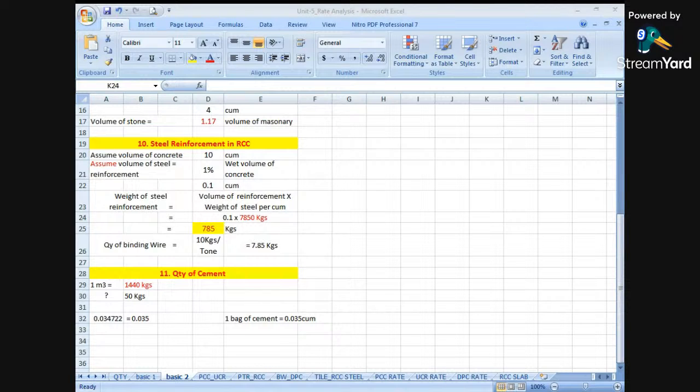Okay? So just now you have seen how to calculate the materials required, how to calculate the cement required, and how to calculate the quantity of fine aggregate or coarse aggregate required. In this way, by clubbing the labor cost with the material cost, we can easily find out the total cost of any particular item of work.